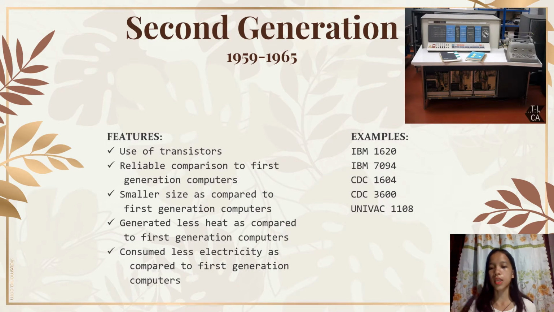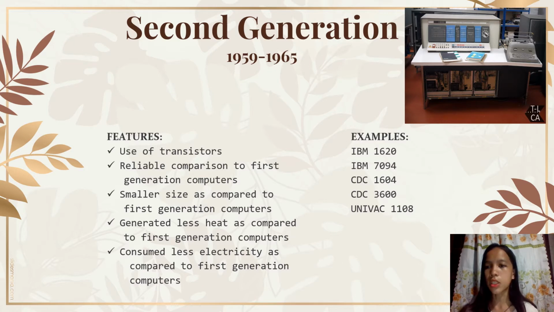Let's proceed to second generation computers. The second generation existed during 1959 to 1965. The example is in the picture above. So what are the features of second generation computers? First, use of transistors, meaning it uses transistors. The earlier one used vacuum tube technology, while this one uses transistors.